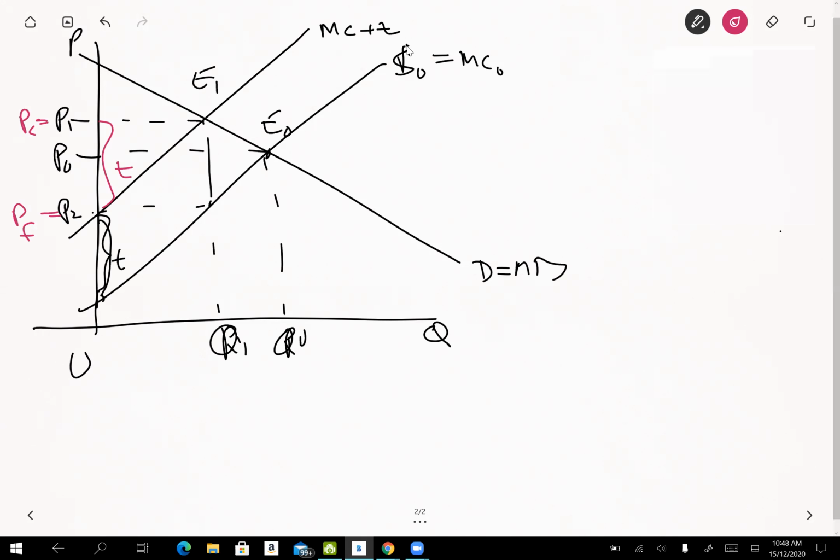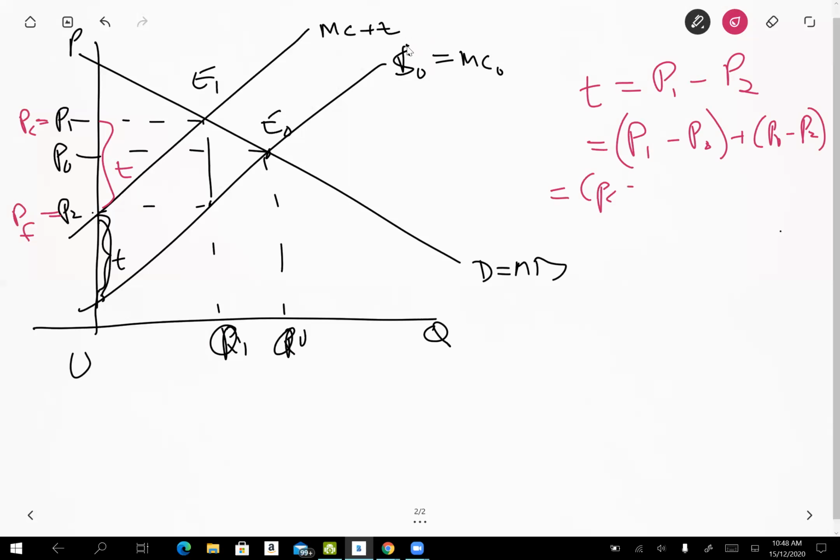Okay, all right. So the tax is equal to P1 minus P2. That will be equal to P1 minus P0 plus P0 minus P2. Or in terms of PC and PF, it is equal to PC minus P0 plus P0 minus PF. So there are two components of the tax. Now we call this first part the burden of the tax.